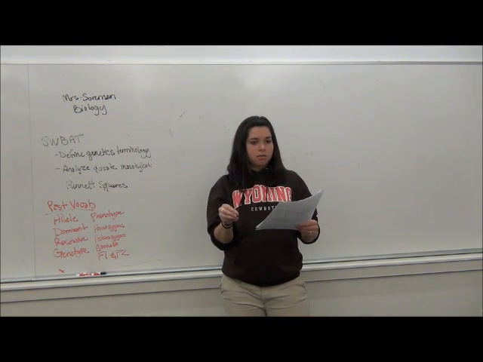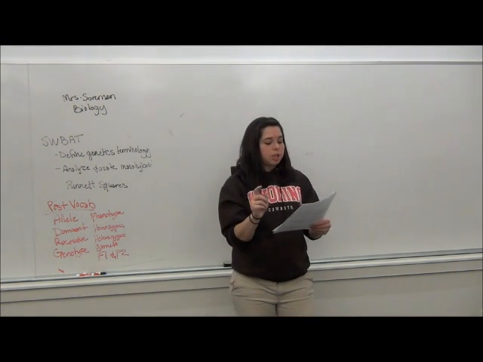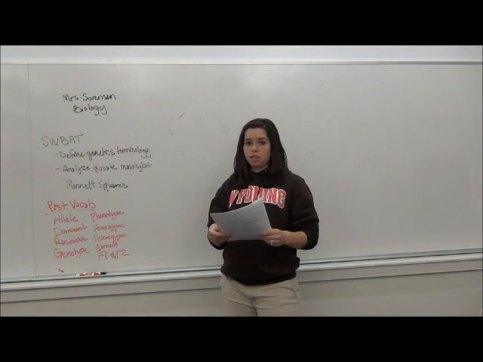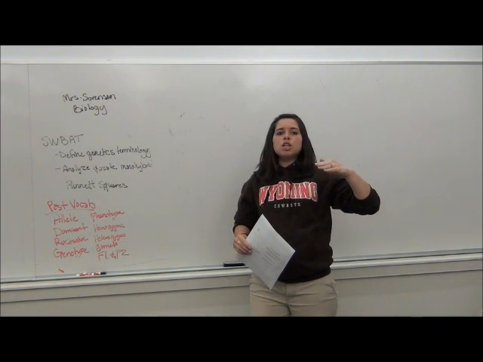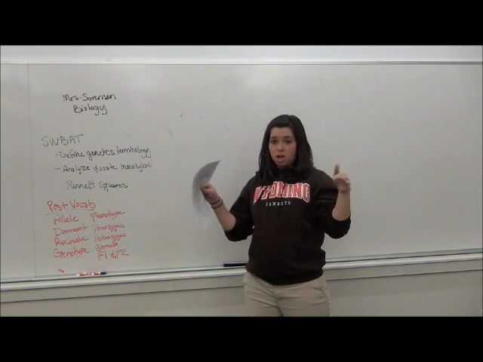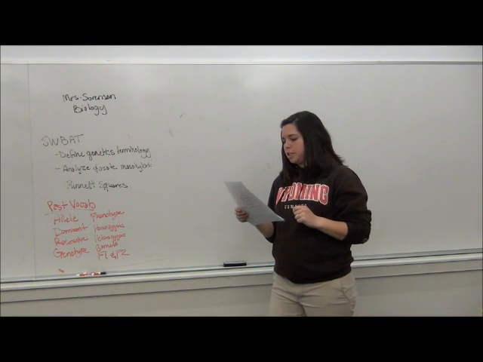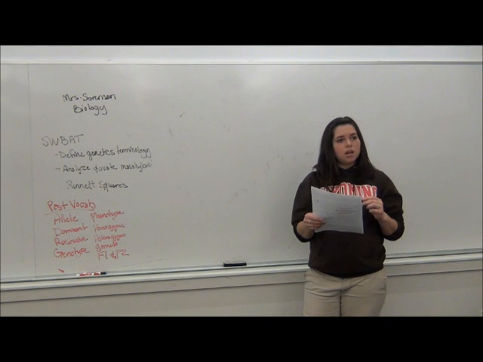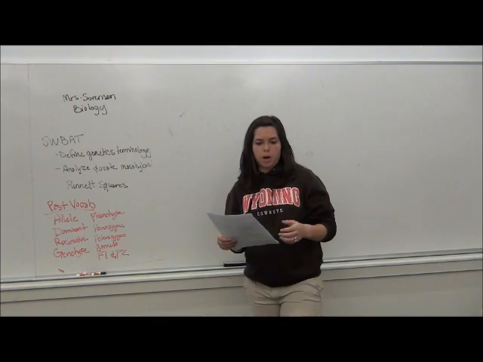So a generation, can anybody tell me what a generation is? Okay, so a generation is all the offspring that are the same stage of descent from one common ancestor. So y'all have grandparents, and your grandparents had kids. So your grandparents are a generation, your parents are a generation, and you guys are another generation because you are offspring of your parents. So we are able to predict the heredity of traits from generation to generation using a Punnett square.